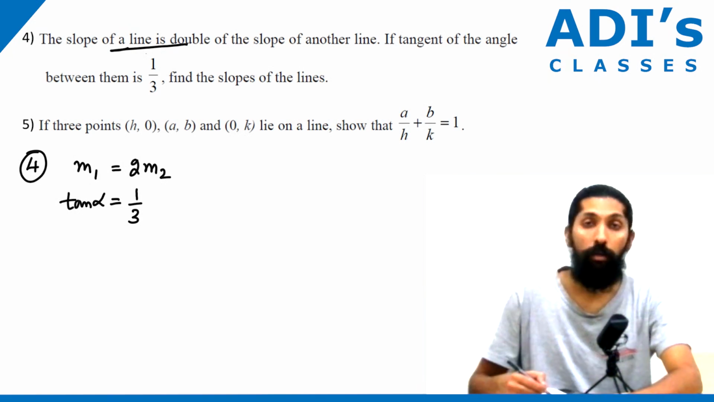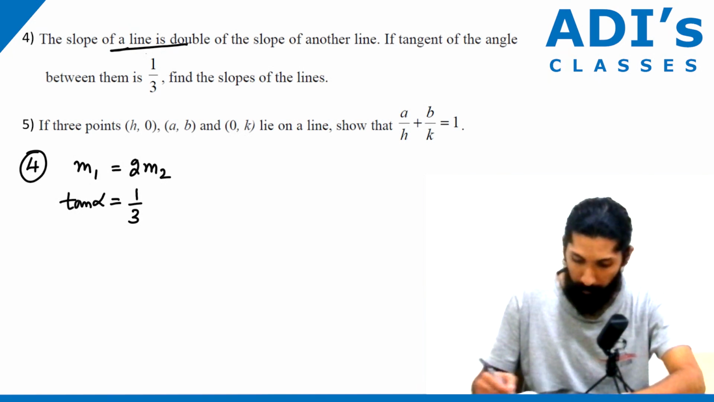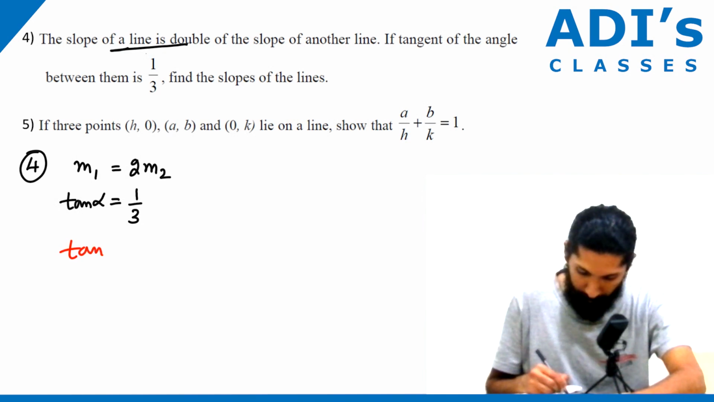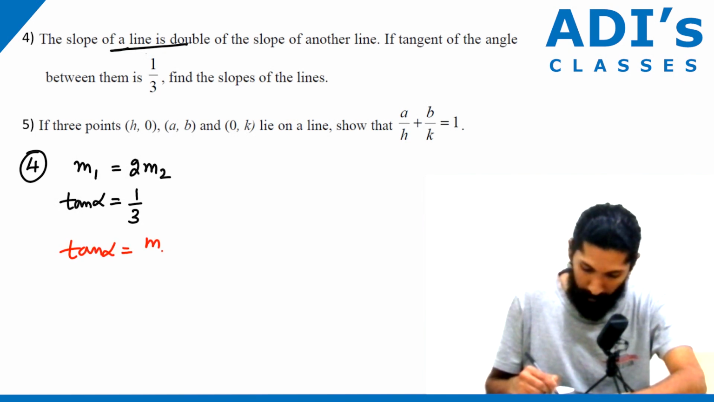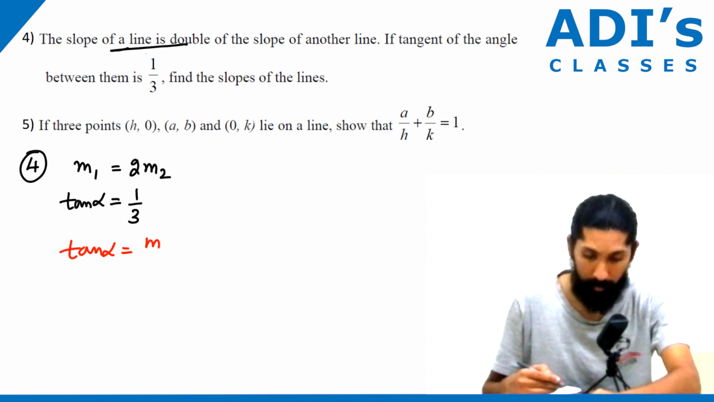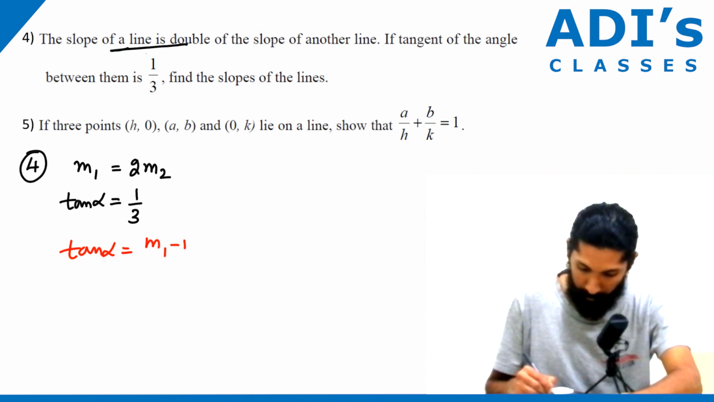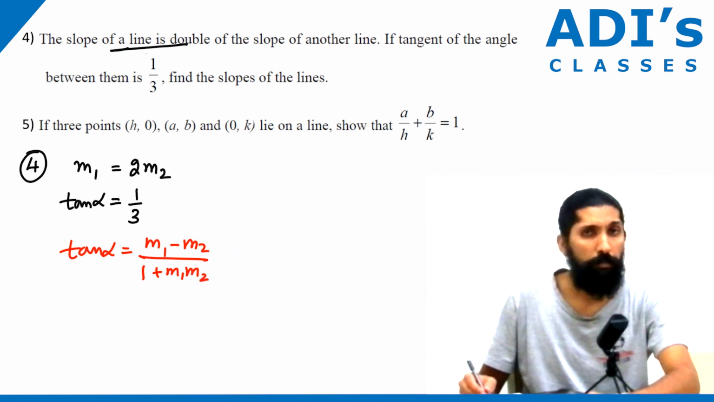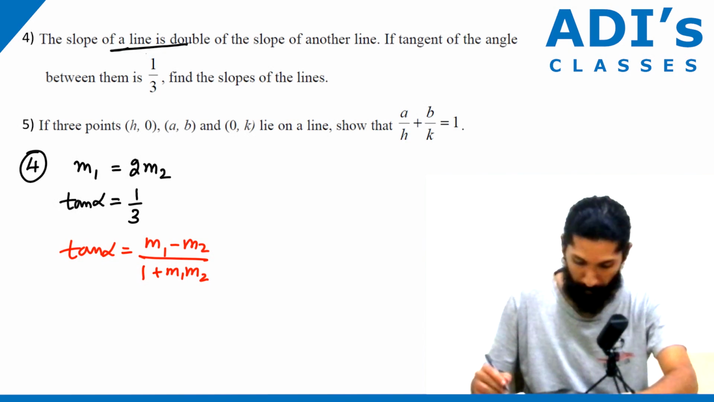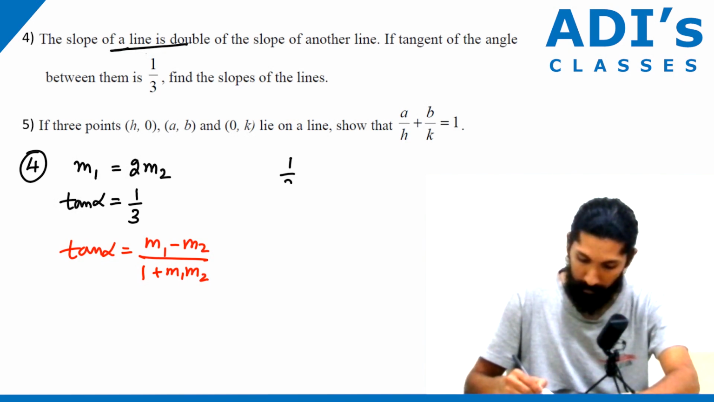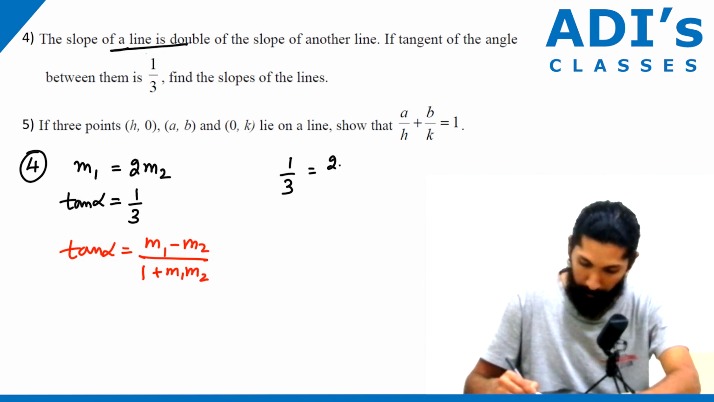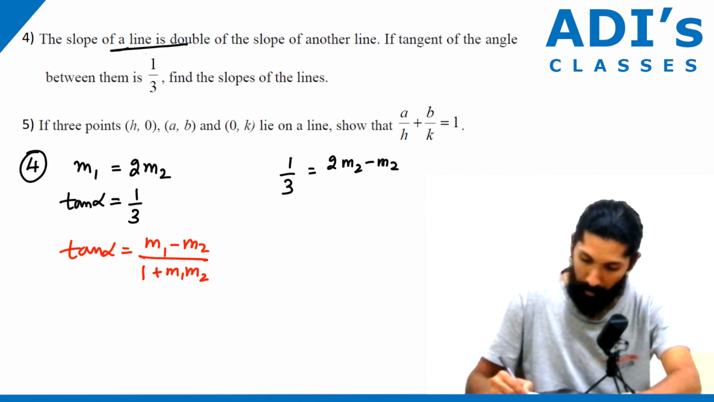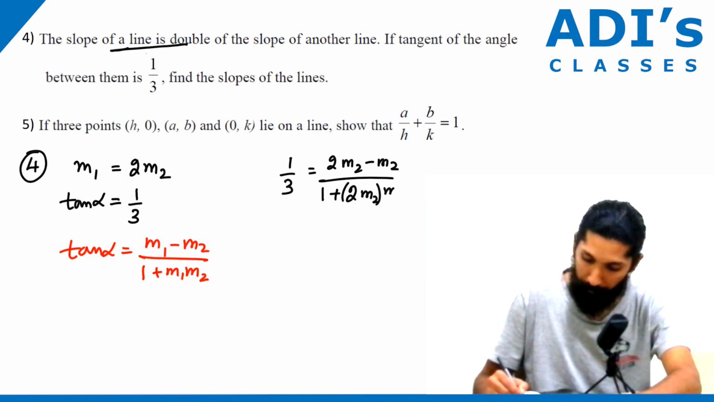Correct? Now what is the formula for that? We know that the formula is given by tan alpha is equal to m1 minus m2 or m2 minus m1, it makes no difference anyway. So (m1 - m2) divided by (1 + m1 m2). Find the slopes. Substitution, very, very easy. So tan alpha is 1 by 3. 1 by 3 is equal to (2 times m2 minus m2) by (1 + 2 m2 into m2).